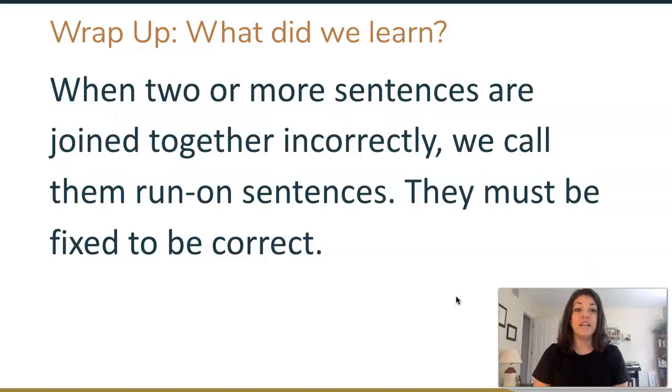So what did we learn today? Well, we learned that when two or more sentences are joined together incorrectly, we call them run-on sentences. So we need to fix them to be correct. We can fix a run-on sentence by adding a period or another word, like the skydive example. So run-on sentences need to be fixed by adding another word or by putting punctuation, a period, an exclamation point, a question mark, something like that.